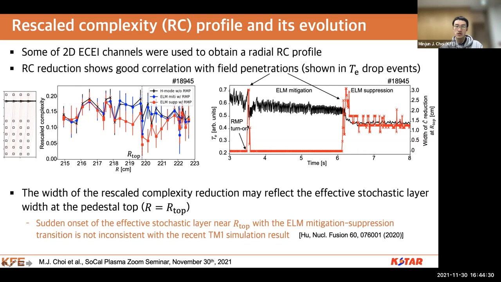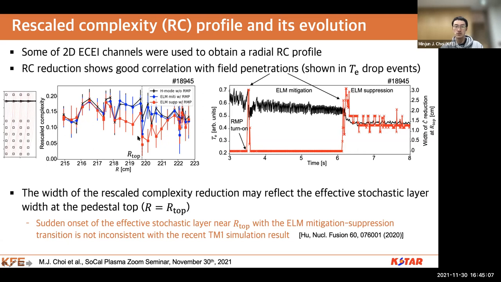We could also see that the rescaled complexity is reduced near the pedestal top for a short moment, but then it is recovered, the plasma is recovered, the temperature is recovered, and during this ELM mitigation phase we could not see any change in the rescaled complexities. So I guess that the field is screened again in this phase. Then in the transition to the ELM suppression, we could see again that this rescaled complexity profile is reduced locally near the pedestal top.